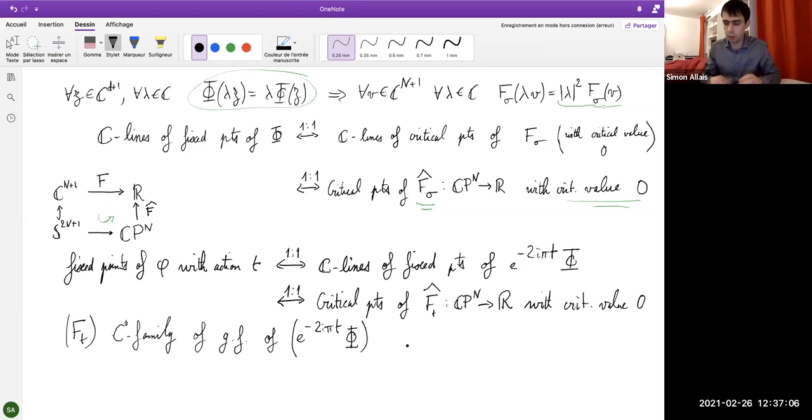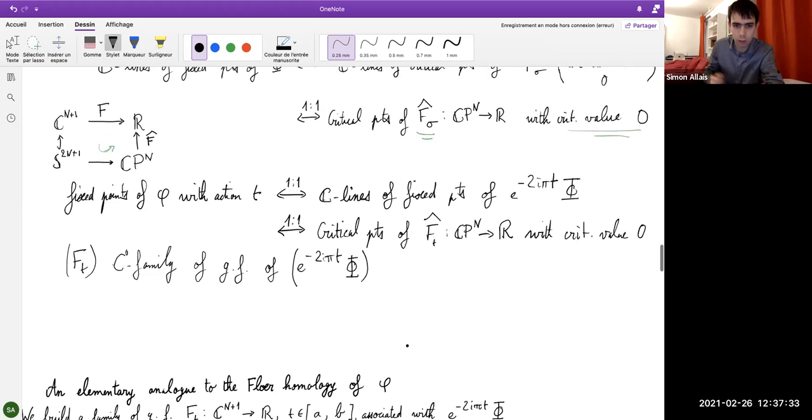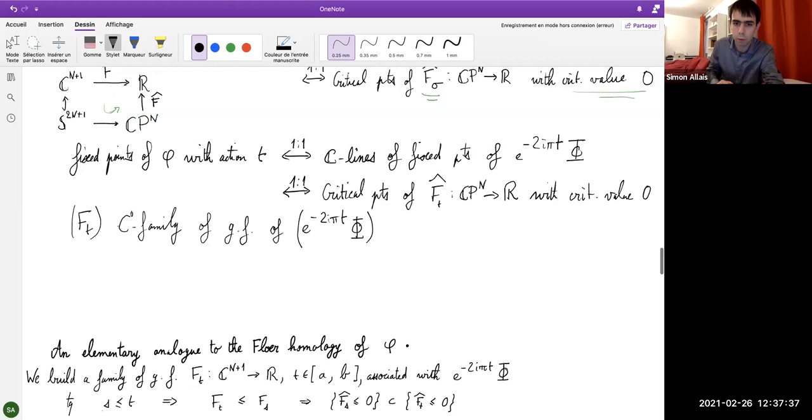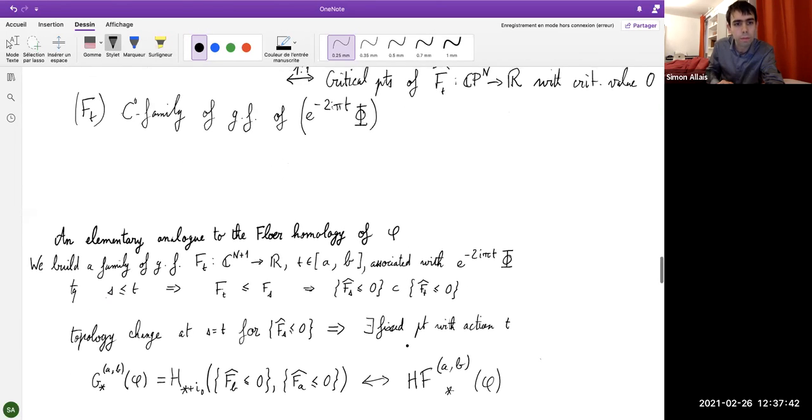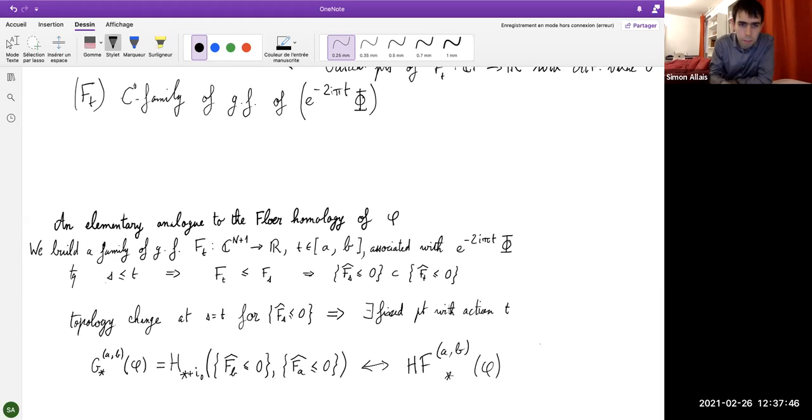Okay, so we have an interesting variational principle, and now we want to apply Morse theory in order to study fixed points of small phi. And so this gives us our elementary analog to Floer homology of phi. As I've just said before, we can build a family of generating functions ft with explicit formulas. It's easy to see that we can do this as long as we fix a compact interval, AB here.